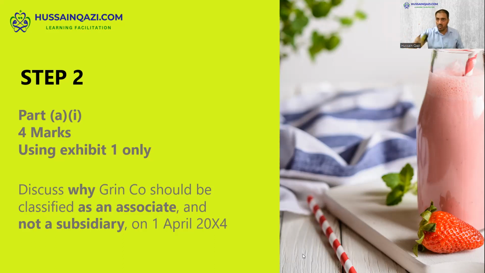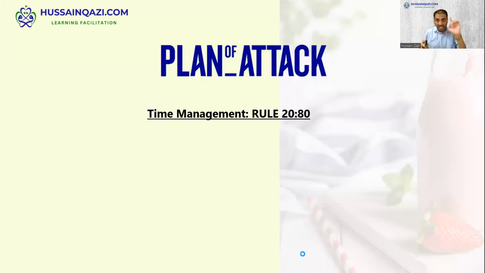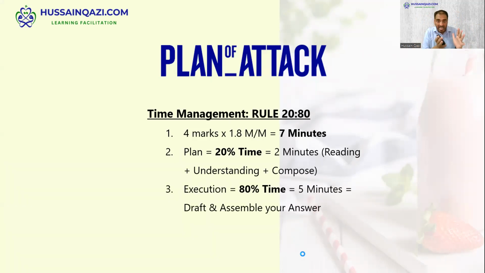Students, whenever you are attempting any part of the question, first of all, make sure you have planned it. Planning rule number one, 2018. For a 4 marks question, you have 7 minutes according to the rule. 2 minutes, that's 20% investment for reading, understanding, and composing. And 80% time, that is 5 minutes, to draft and assemble your answer. So you must be committed to complete the answer within the specific timeline according to the plan.